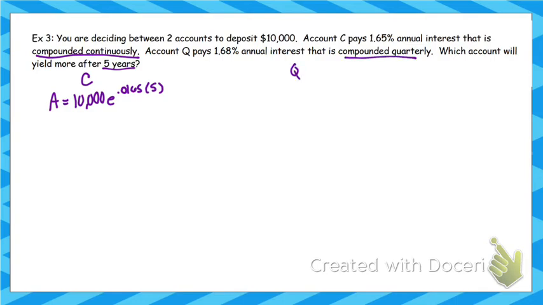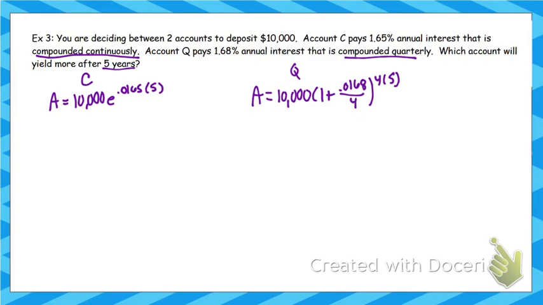So we're going to use the other formula. So again, 10,000 is the principal. 1 plus 0.0168. Compounded quarterly would be 4 times a year. So our n is 4. And again, we know that our x is 5. So at this point, we just want to figure out which one's going to have more.